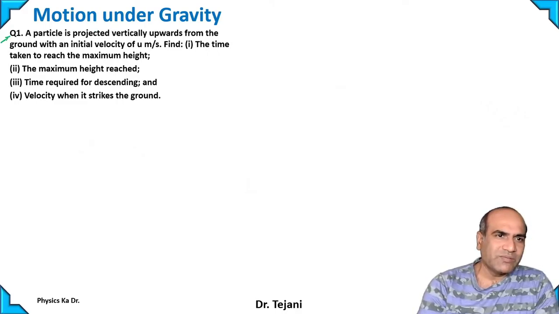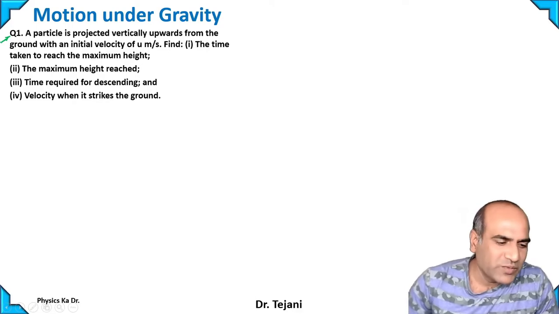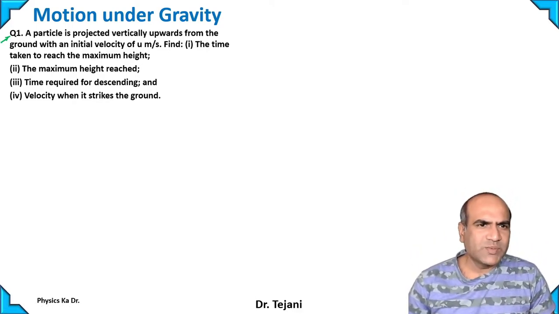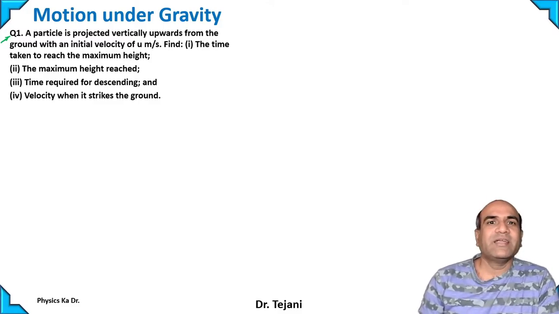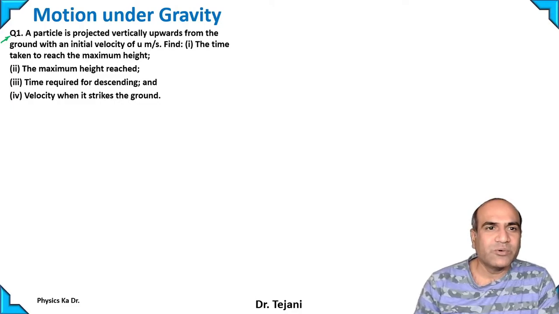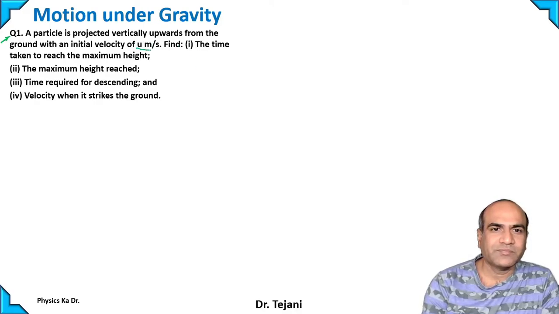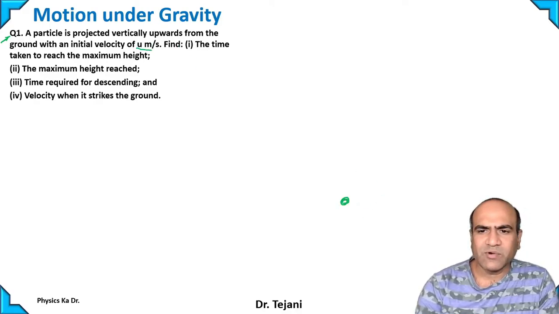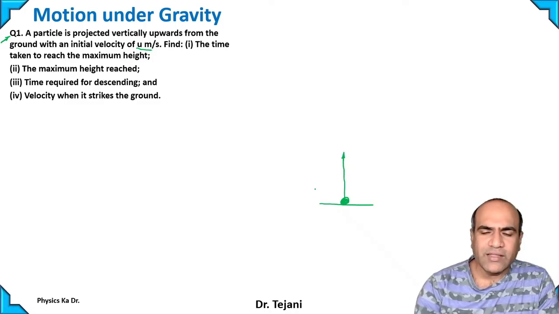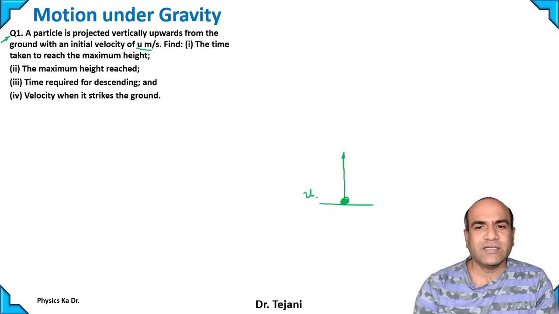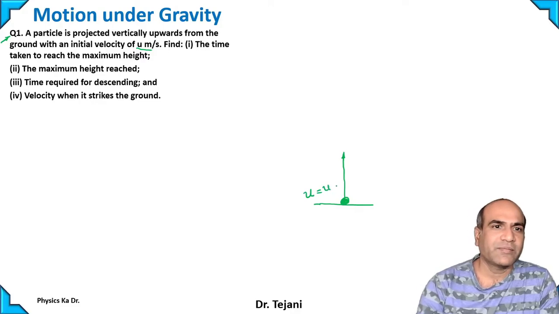So let's understand the topic by solving different questions, and this is going to be the best method for us. So what is given? A particle is projected vertically upwards from the ground with an initial velocity u meter per second. The particle starts from the ground position and moves in the upward direction, and the initial velocity is u.